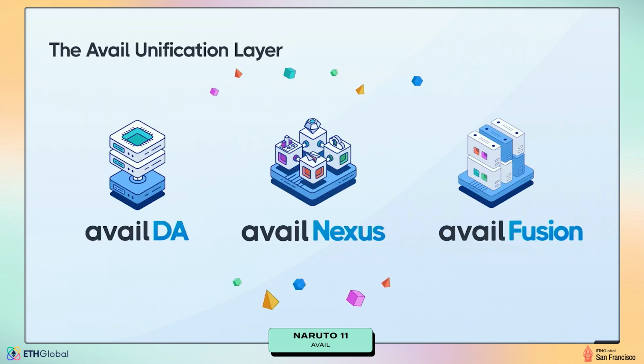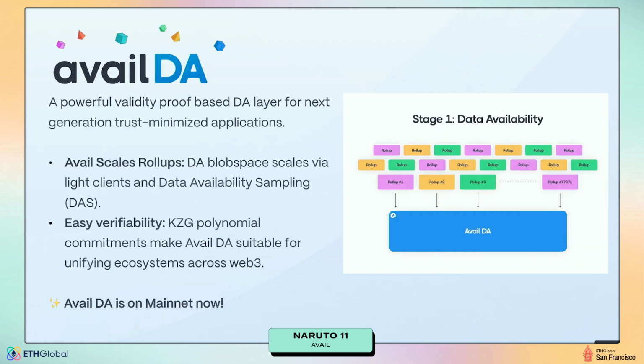Avail unification layer. So these are 3 products: AvailD, Avail Nexus, and Avail Fusion. What is AvailD? AvailD is basically a very powerful validity proof-based DA. What it basically means is that you have blob space that can help scale through the light clients and DAS, or data availability sampling. There's easy verifiability through KZG commitments. We'll also go through KZG, what they are, and when they came to be. That was 2010. But AvailD is on mainnet now. We went mainnet three months back, and there's also a testnet that you can play with.